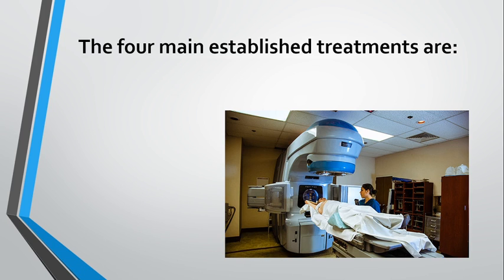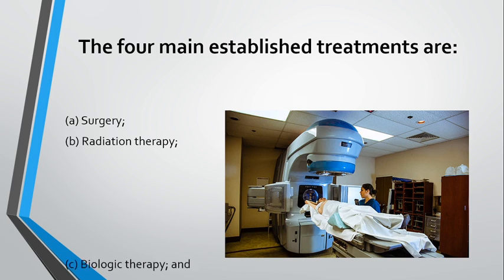Now there are 4 main established oncological treatments. So one is surgery. That is, by doing an operation, you try to remove the cancer cells from the patient's body. Second is radiation therapy. That is, you aim ionizing radiation. These rays will go and destroy the cancer cells. So that is called radiation therapy or radiotherapy. So it could be external beam radiotherapy or internal radiotherapy.